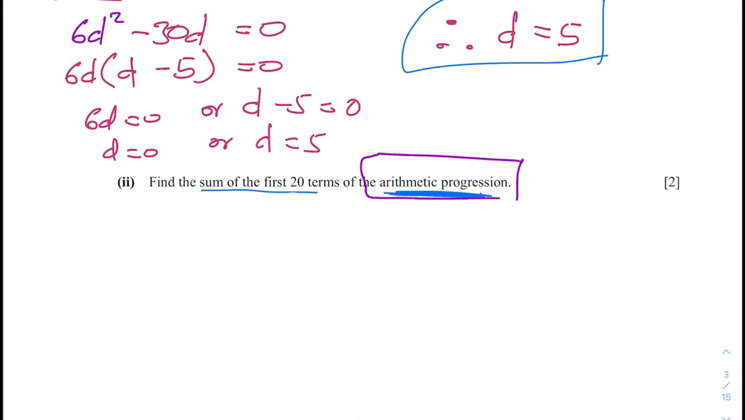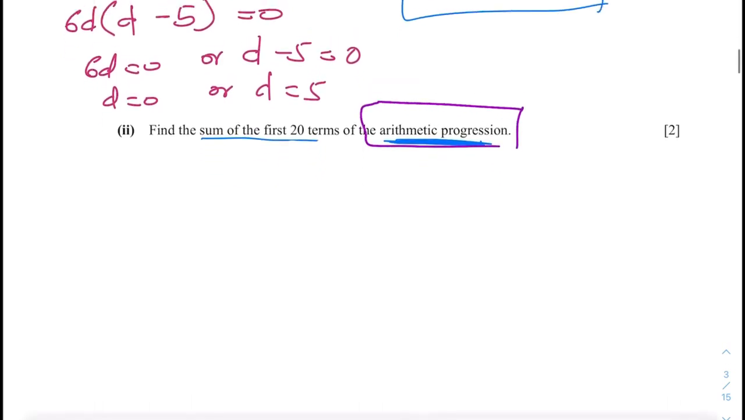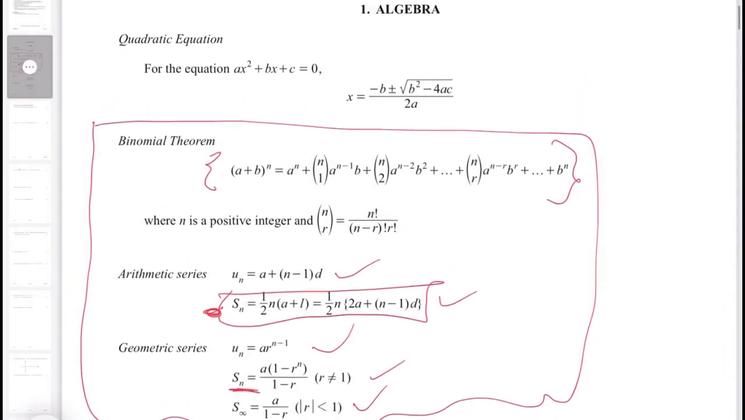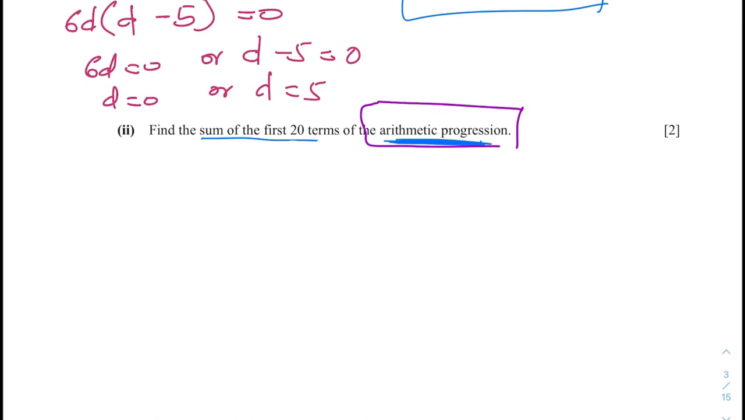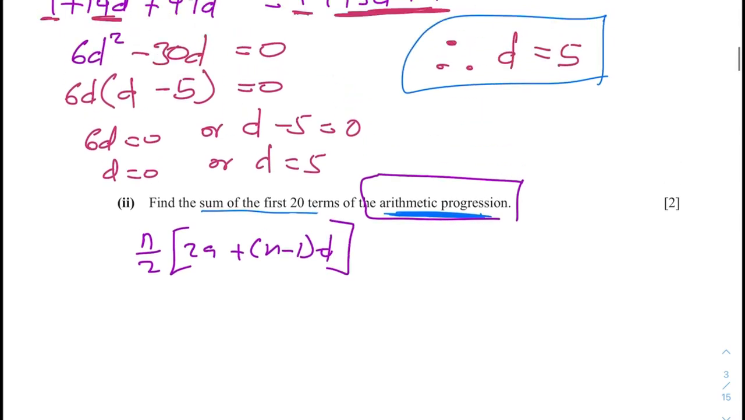So just make sure that you are paying attention to the kind of progression. So you can go back to the formula, check the AP sum formula. Okay, so this is the sum formula. Keep that in mind. Okay, so we go back. So that's n over 2 (2a plus (n minus 1)d).